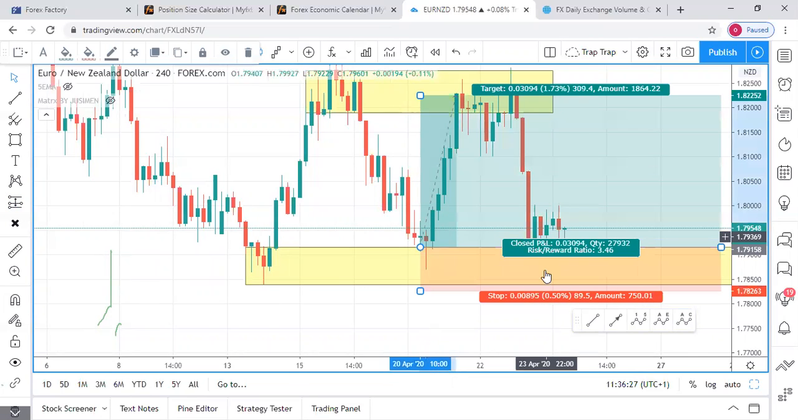Look at my risk to reward. My stop loss is 85 pips. My take profit is 309 pips. This is a risk to reward ratio of 1:3.46. This makes a lot of sense.